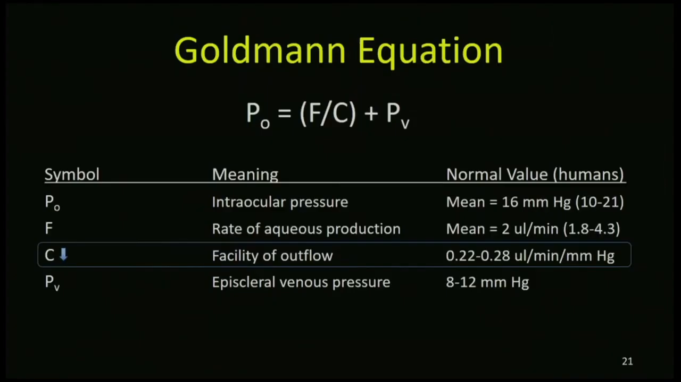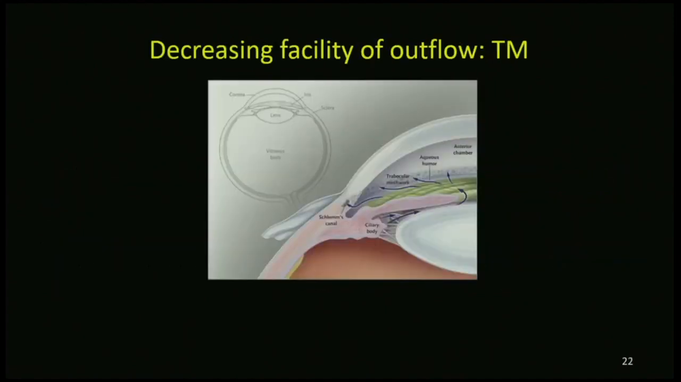Okay. So back to the Goldman equation, what's the next thing we can alter to raise our IOP? Well, we can reduce the facility of outflow, right? And so how can we do that in our animal models? Well, this is that schematic I showed you earlier, and you see that aqueous flows through and into the trabecular meshwork, as you heard earlier this morning.